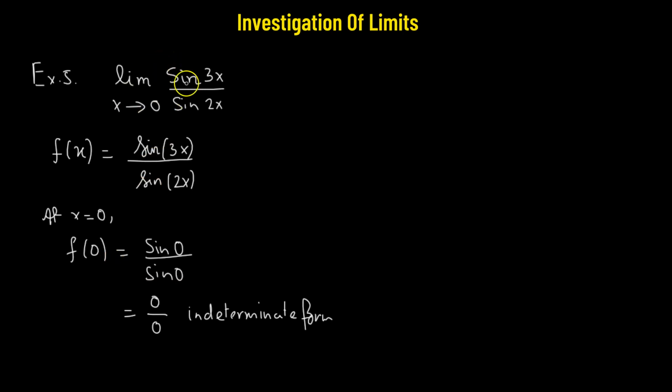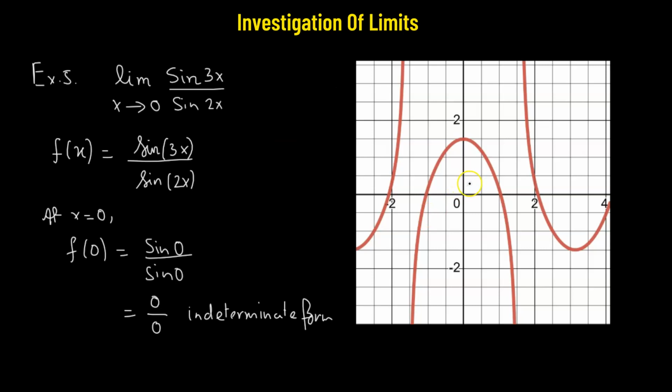But here we are asked, what is the limiting value of this function as x approaches 0? Meaning in the neighborhood of x equals 0, we need to figure out the value of this particular function. Now, let's head over to desmos.com. This is the graph of sine 3x over sine 2x. At x equals 0, we know that the graph does not exist. It's an indeterminate form of 0 over 0. However, looking at this graph, we can say that this particular point corresponds to y equals 1.5. So the value of this function is somewhere in the neighborhood of 1.5. Let's try to check numerically as well.